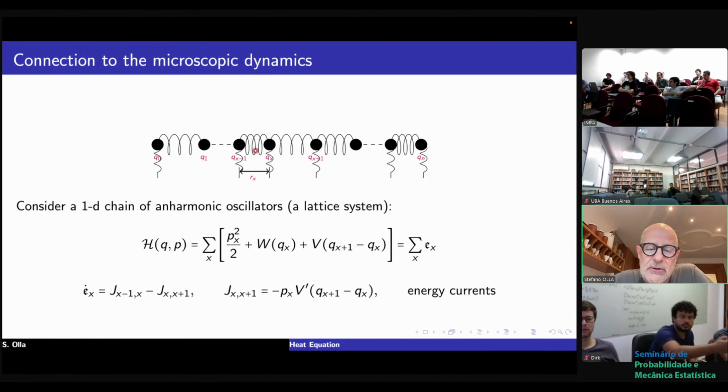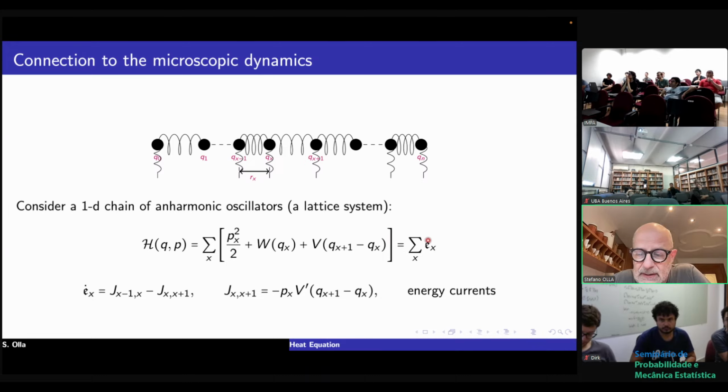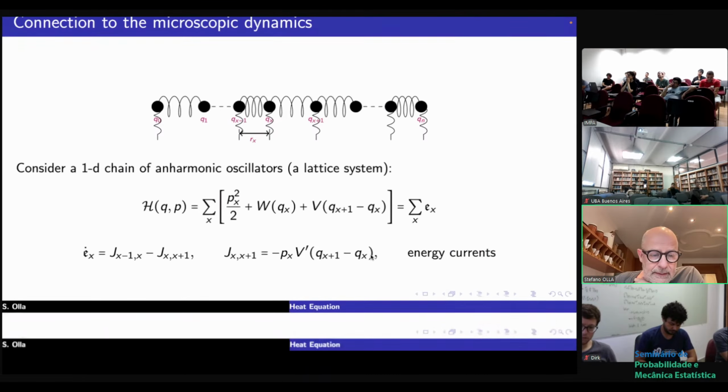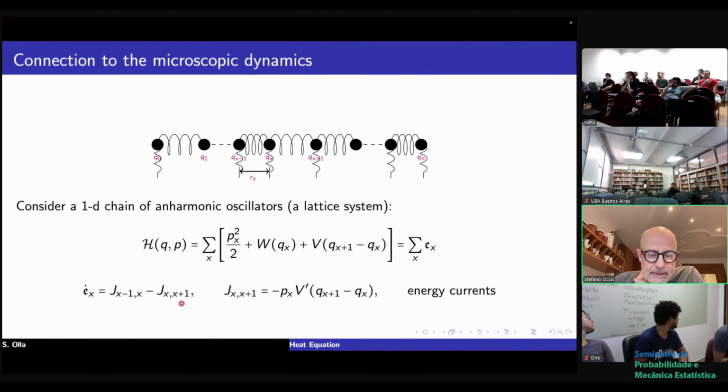Okay, so this spring could be something nonlinear regulated by this potential V, which depends on the distance between the particles. Then there is a pinning potential, let's call it W. And there is a kinetic energy, which is P squared over 2. So this will be the total energy of the system. We denote by E of X whatever is inside here, the energy of a single particle X. We attribute to the particle X the potential energy of the spring to its right. And this energy is conserved under Hamiltonian dynamics.